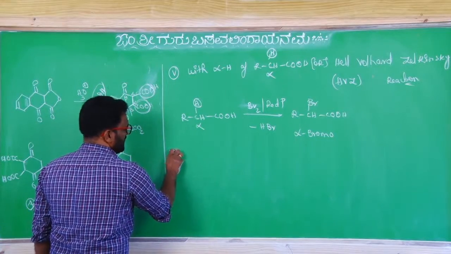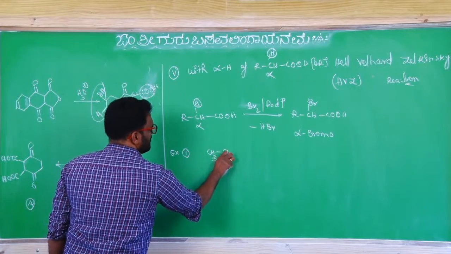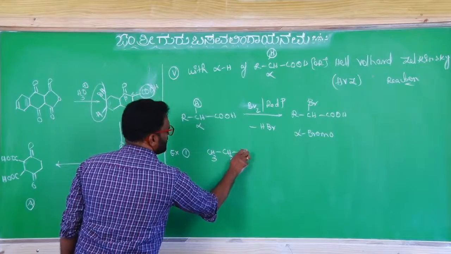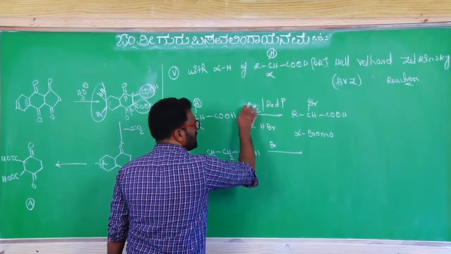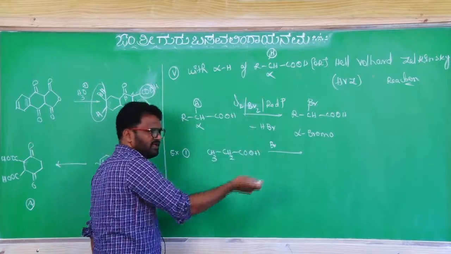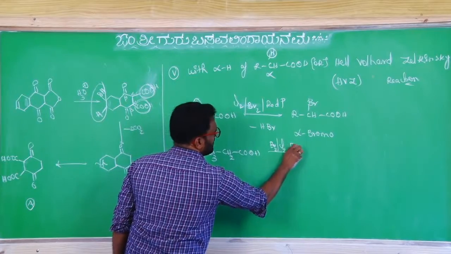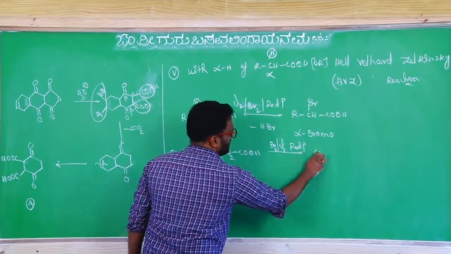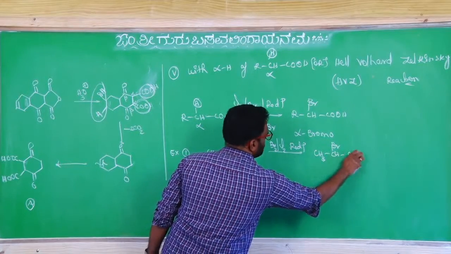Let me take some real examples like CH3CH2COOH. When treated with Br2, you can take chlorine also, chlorine or bromine, anyone you can take, but not iodine. So Br2 or Cl2 in the presence of red phosphorus. So what product will you get here? CH3, CHBr, and COOH.